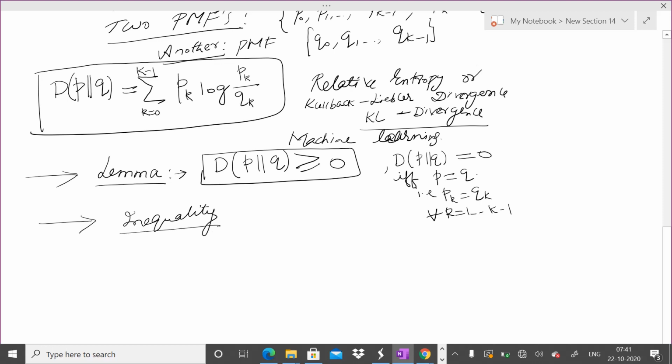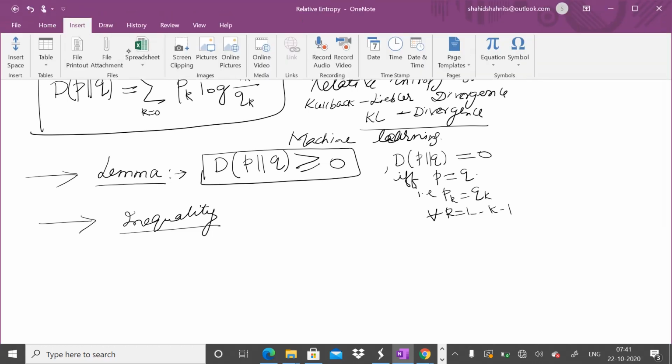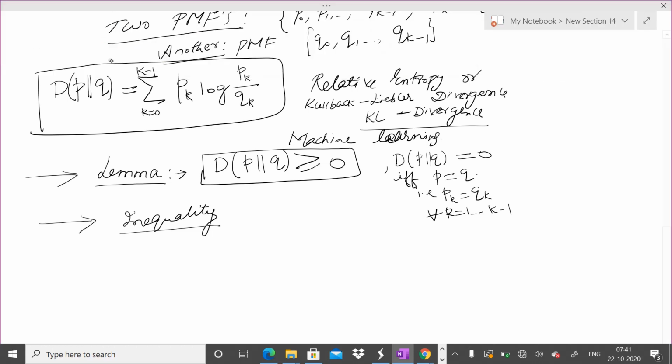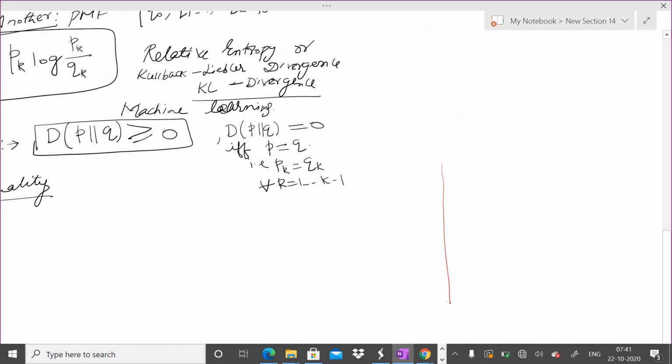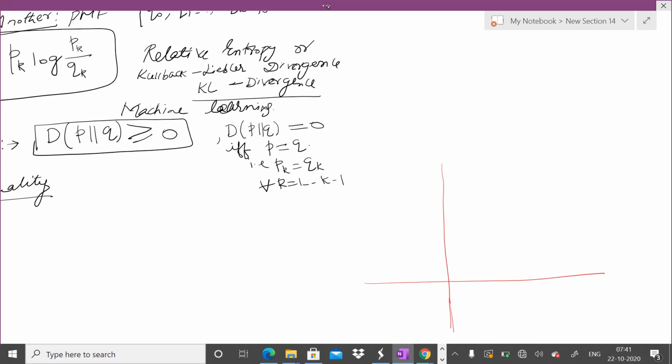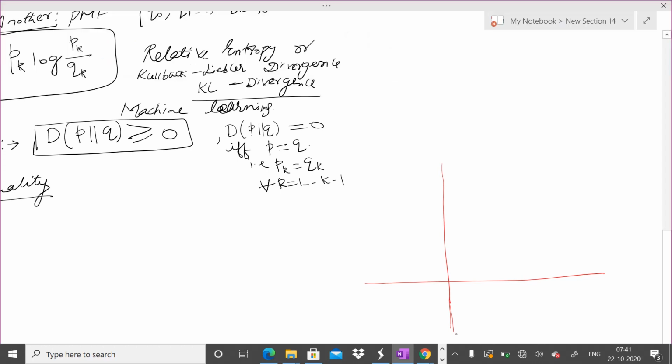So that inequality has very simple intuition. In fact, you can prove this inequality from very simple calculus-based arguments. So here is that. Suppose you plot log of x. Let me plot log of x like this. Okay, so this is log of x to the base e.